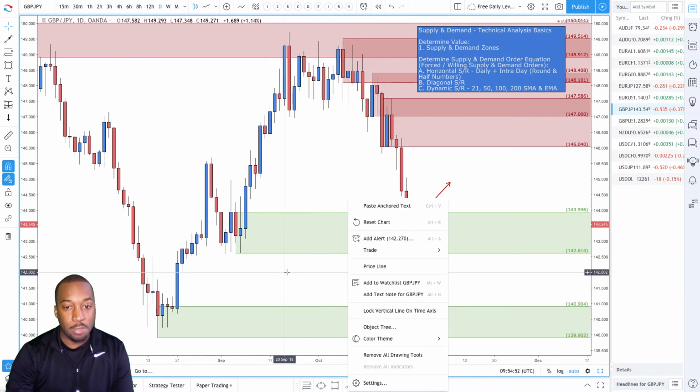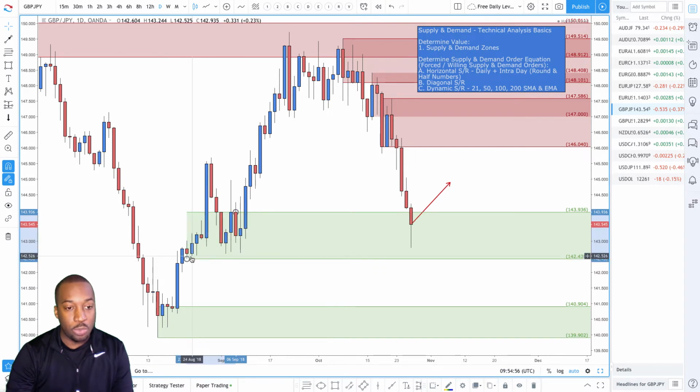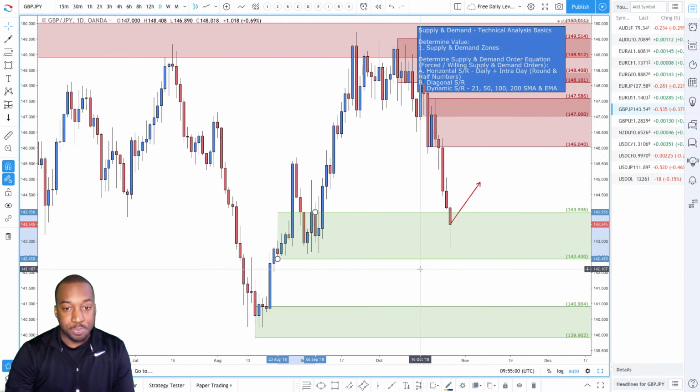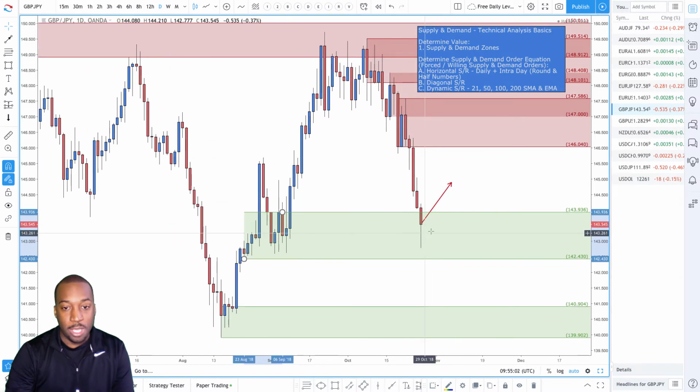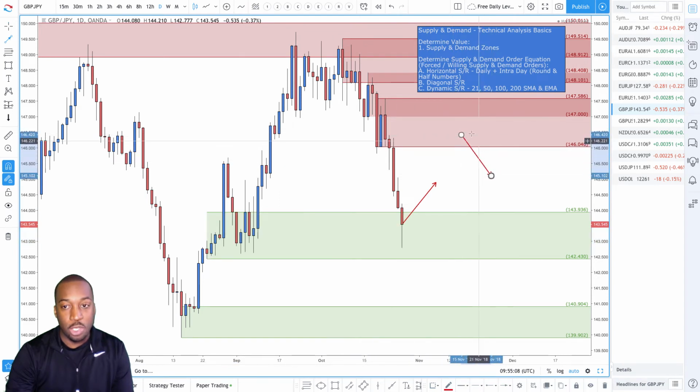Demand, yeah, right here. In fact, I might just extend that down just to include that area of demand right there. So this is where you'd be looking to get long. If you're looking to get short, right, then this is the first area you're looking to get short here.